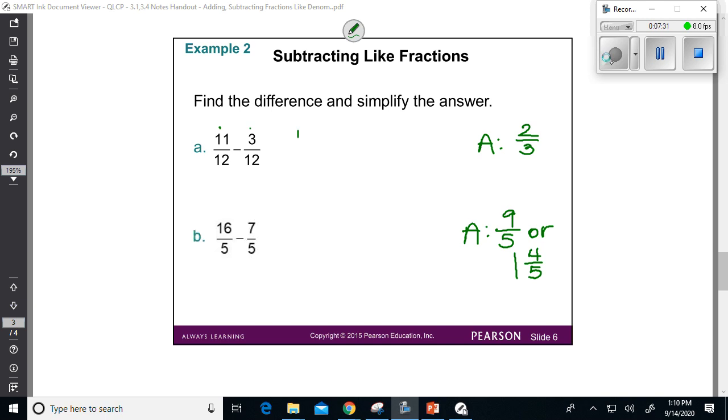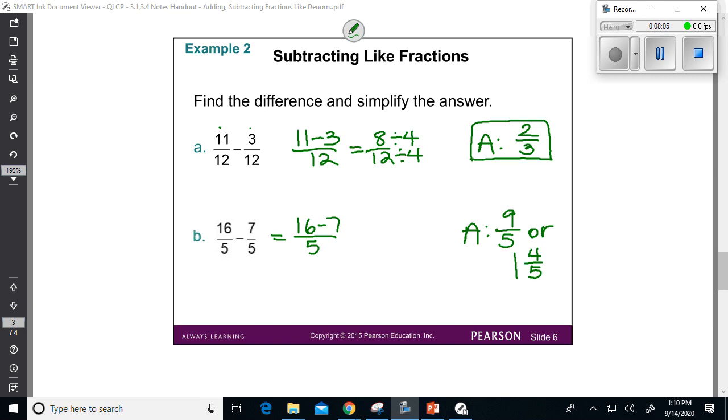So 11 minus 3, so 8 over 12. Remember, we always reduce. Always, always, always reduce. 16 minus 7 gives us 9 over 5. Anybody out there leave it as 9 over 5? Am I choosing to leave it that way? Okay, that's fine. 9 over 5 is reduced.